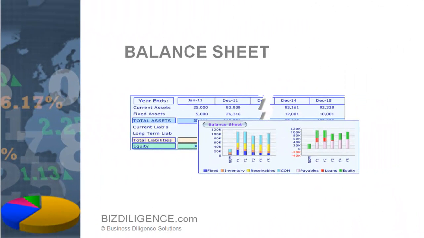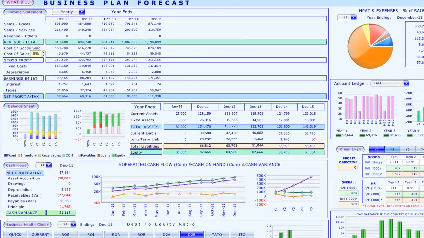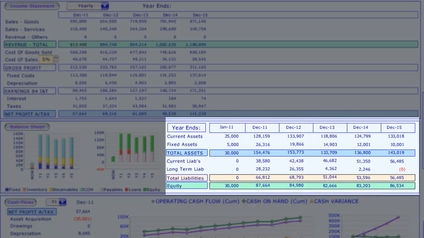In this video, I will introduce the concept of the balance sheet, also known in non-accounting terms as financial position report. The balance sheet report is a snapshot of a business at a given time. Ideally, it should be presented as a comparison to another time.